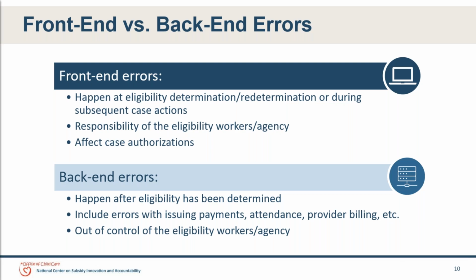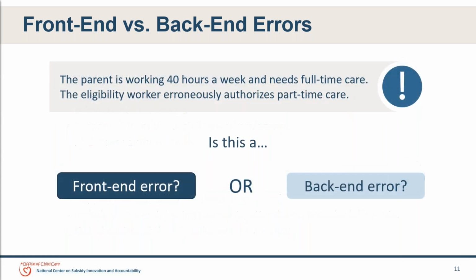So let's talk through a few examples, see if we can get some participation here. So here's an example for us. The parent is working 40 hours a week and needs full-time care. The eligibility worker erroneously authorizes part-time care. Is this a front-end error or a back-end error? Would anyone like to raise their hand or maybe put your response in the chat box for us?